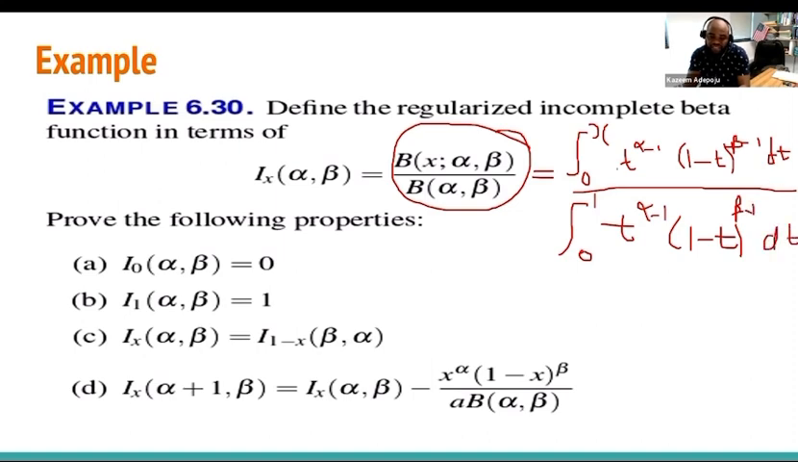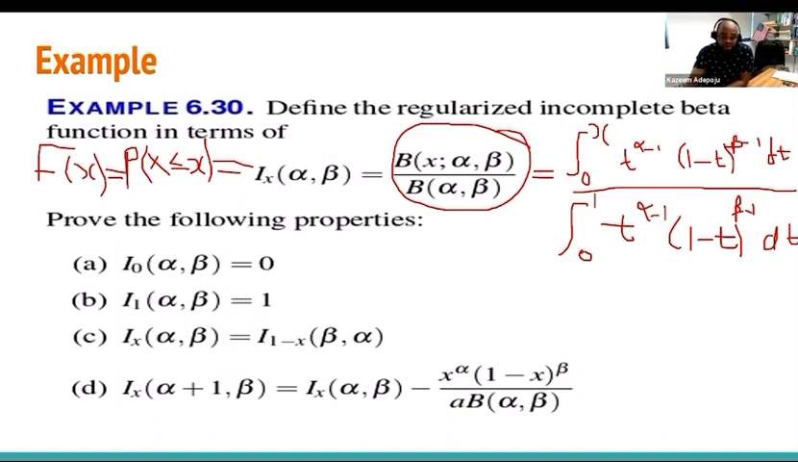Okay, so what you are seeing now is the same as the probability that X is less than or equal to x, which we call an uppercase F, the CDF of a beta distribution. Take a look at all of that.